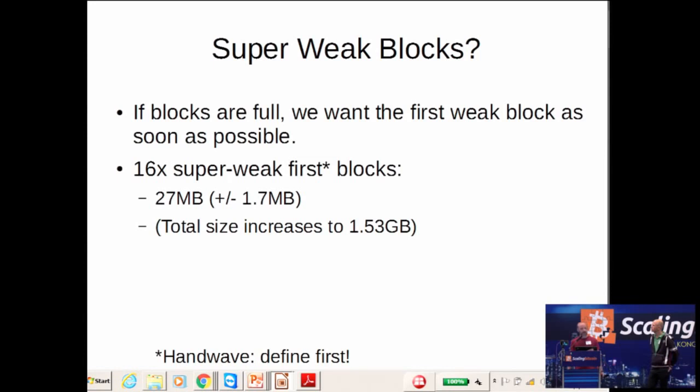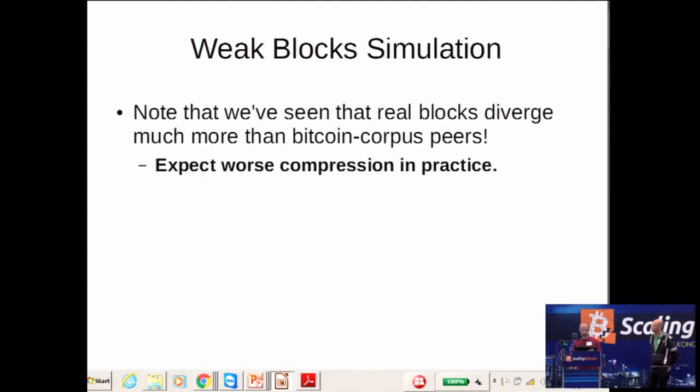But that cuts down from 35 to 27 megabytes. And our total only increases a little bit. So there is some benefit in doing that, and certainly a huge benefit when we're looking at full blocks, because that primes the pump for those full blocks and gives extra savings.